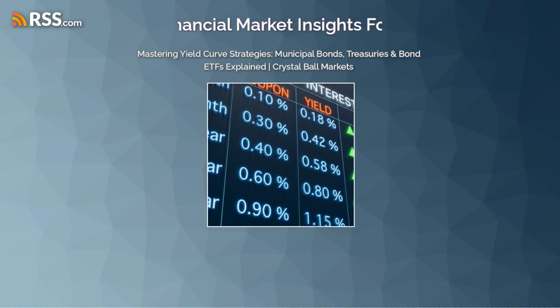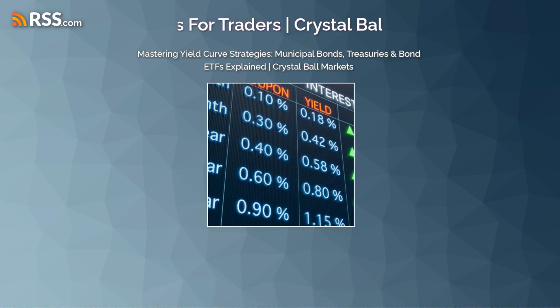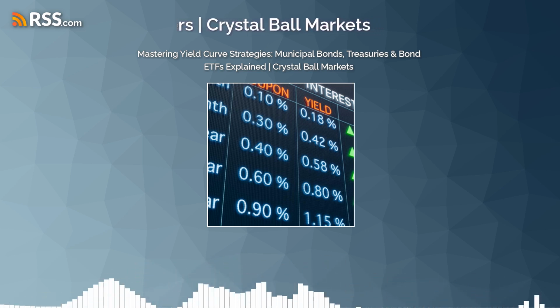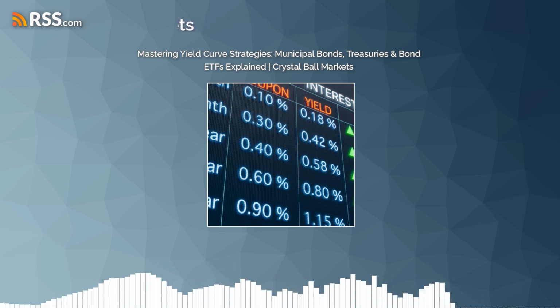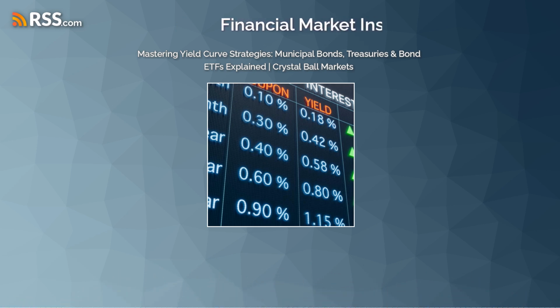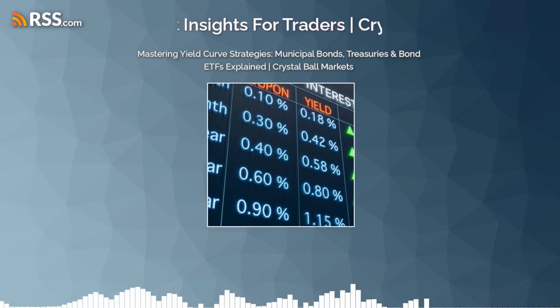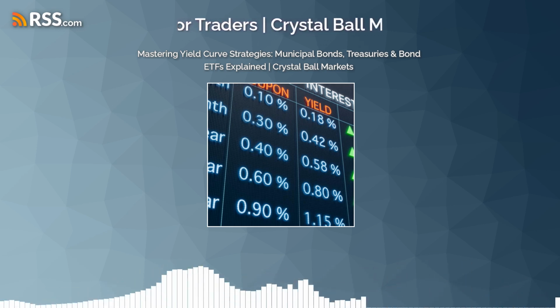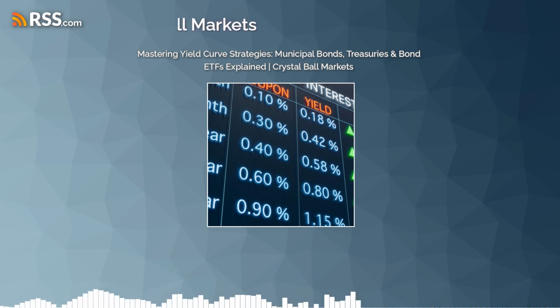U.S. Treasuries. Treasuries are backed by the full faith and credit of the U.S. government. That makes them essentially risk-free in terms of default. They're also the most liquid bond market in the world. You can buy or sell them easily at any time. Treasuries are exempt from state and local taxes, but not federal. And while they're safe, the yields can sometimes be modest, especially in low interest rate environments.